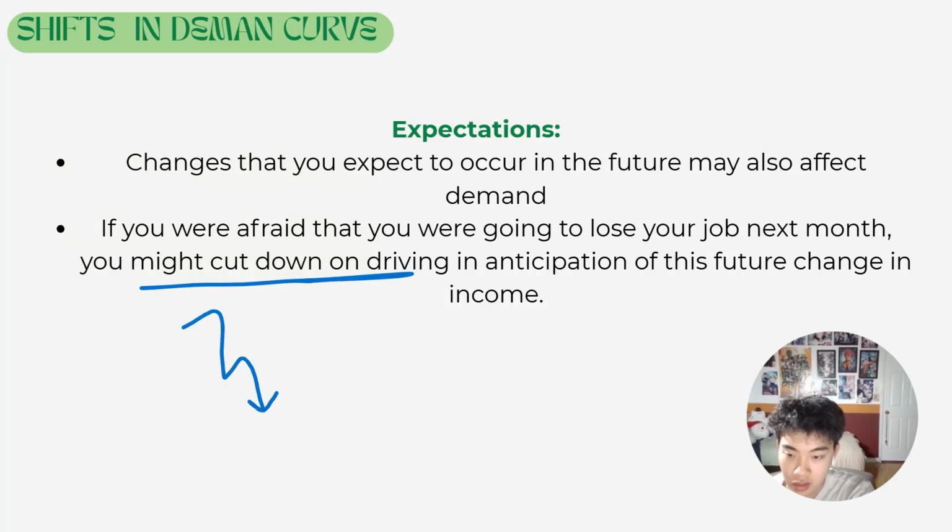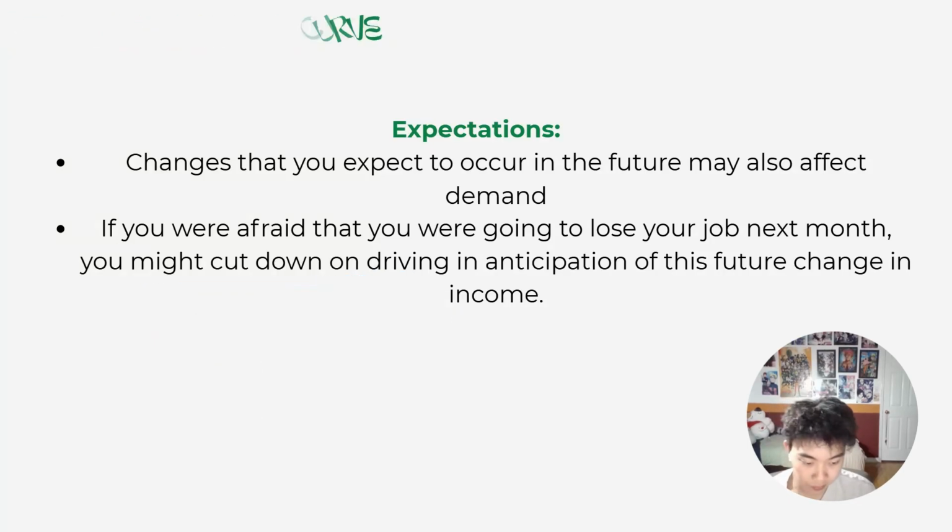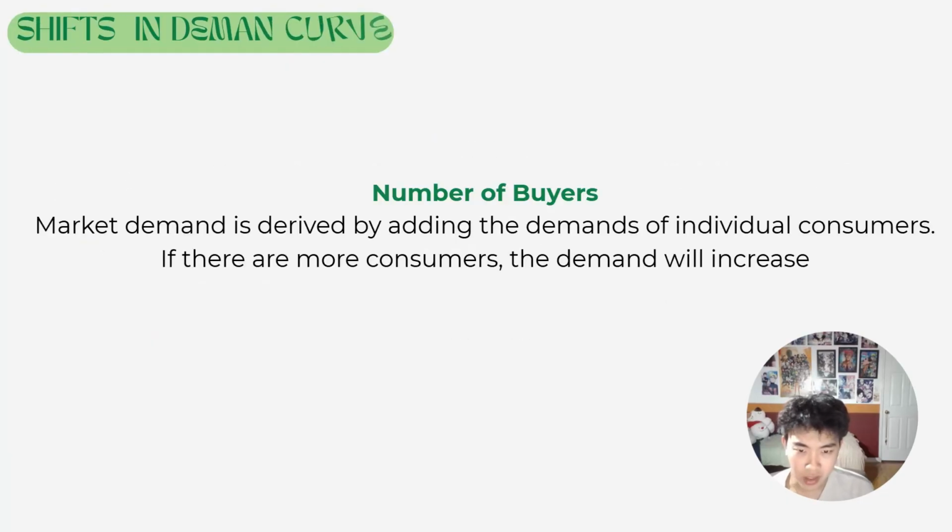So the demand for gasoline will decrease in anticipation of this future change in income, because you're going to make less money. If you're going to make less money, you're going to want to cut down on your expenses. Hopefully that makes sense. And then the last one would be number of buyers. Market demand is derived by adding the demands of individual consumers. So if we have more buyers, the demand will increase.